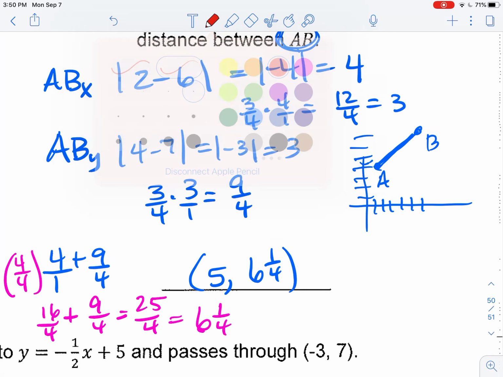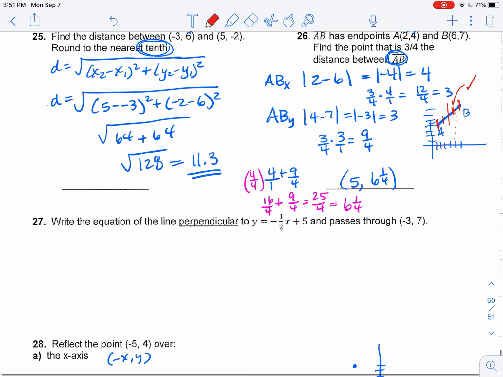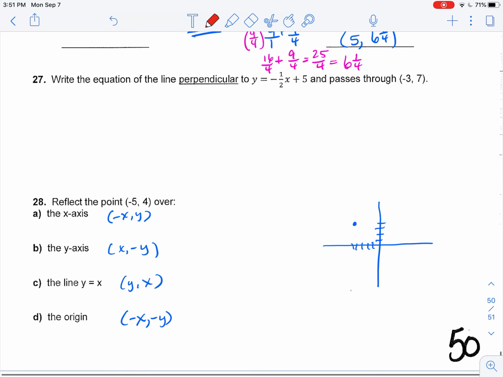And let's see, on my quick little sketch over here, does it make sense? All right, so 1, 2, 3, 4, 5, and 1, 2, 3, 4, 5, 6 1/4. And yeah, if we look at this segment here, if I were to cut this into fourths, that guy landed right there, which is looking good.